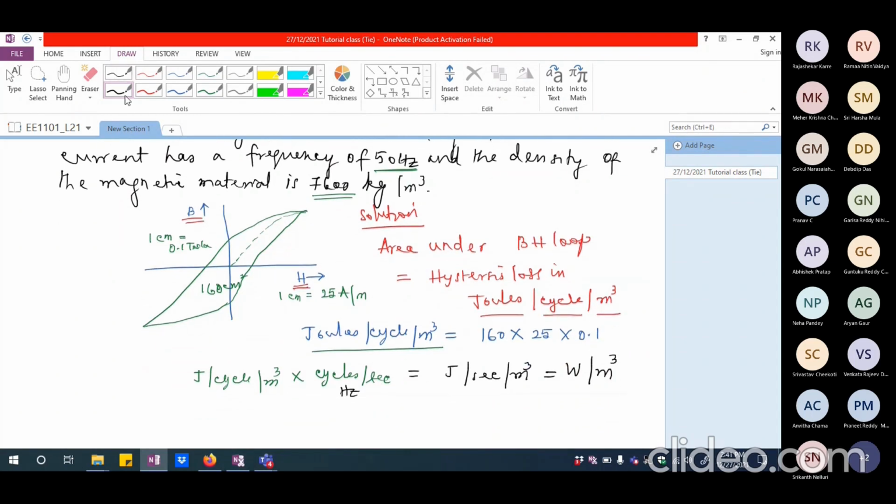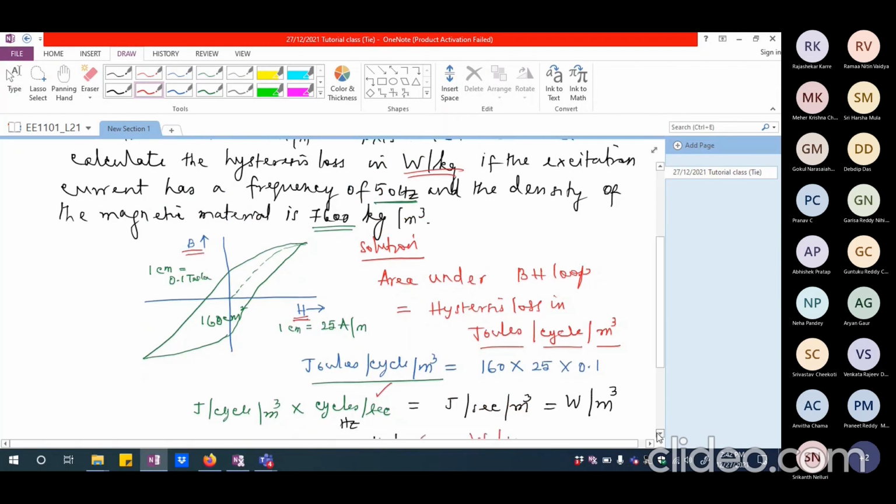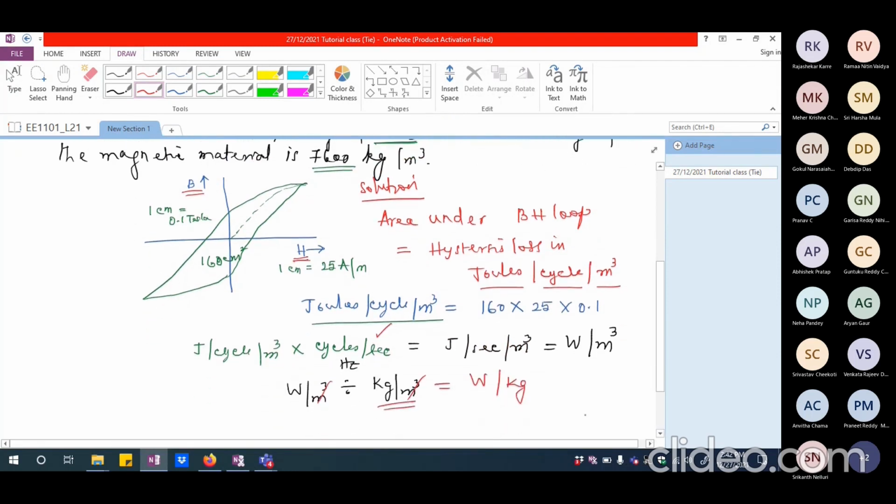Now if I divide this watts per meter cube by the density in kg per meter cube, the meter cube and meter cube get cancelled dimensionally, so I will get watt per kg. So if I ultimately want hysteresis loss in watts per kg, I have to multiply by the frequency and divide by the density. That's what we have inferred now.